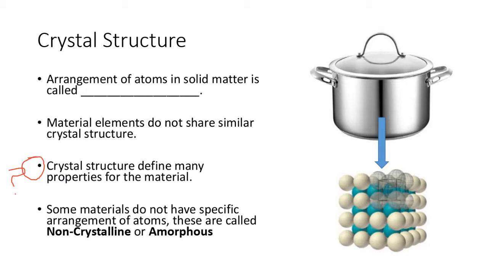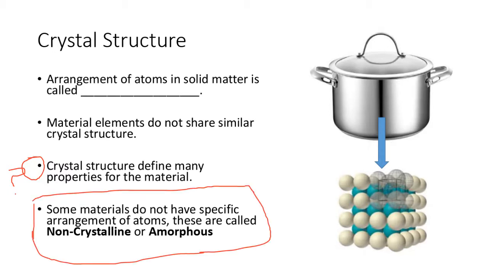So before moving on to the next slide, I want you to remember this point, that not always are all solid materials fixed in a patterned arrangement. Not always. There are some materials which do not have a specific arrangement, and they are called non-crystalline or amorphous solids. Okay, non-crystalline or amorphous solid.